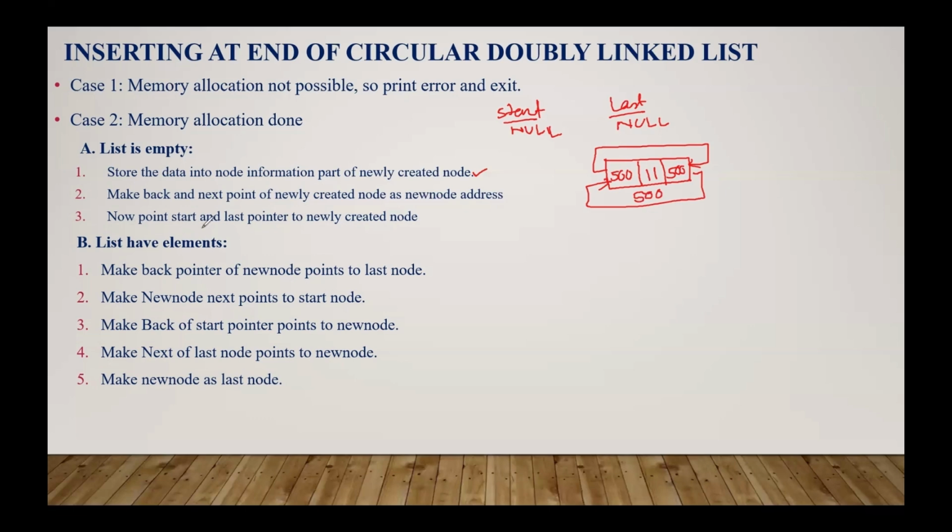Now point the start and last pointer to the newly created node. Previously start was null. Right now we have to make it point to the newly created node. How to point it? Before that, the value is null. If we store 500, now the pointer points to this node. Last, if I store 500, then it points to this one. So now last also points to it.